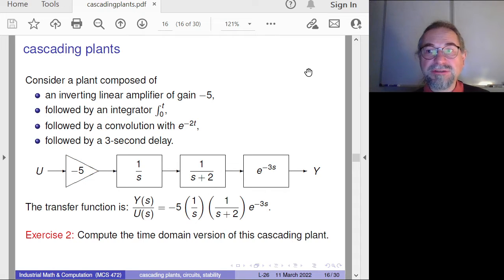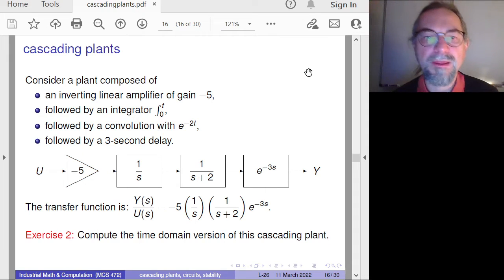The exercise asks you to compute the time domain version of this cascading plant. The hint is to use SymPy, where we can use the inverse Laplace transform. The main point of the exercise is also to show the advantage of this approach of working with products of transfer functions to design composite plants. Okay, so we are halfway in this lecture.